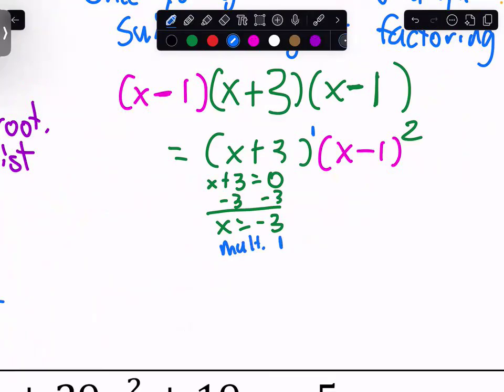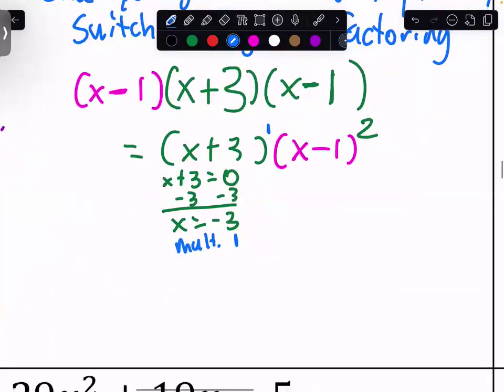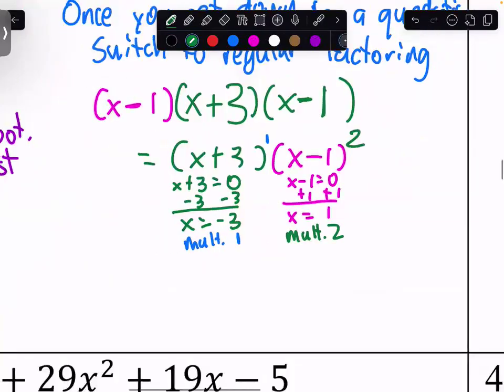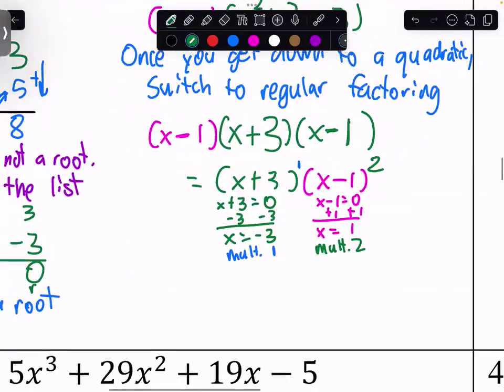Even though I didn't explicitly ask you to find the multiplicity, you still need to find it anyways, because that's how you know what the graph looks like. And then from this other factor, x minus 1, you set it equal to 0. You get a root of x equals +1. And this one will have a multiplicity of 2.